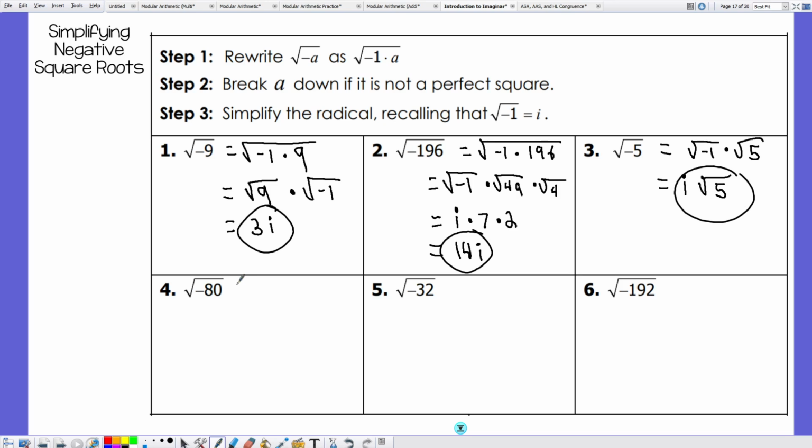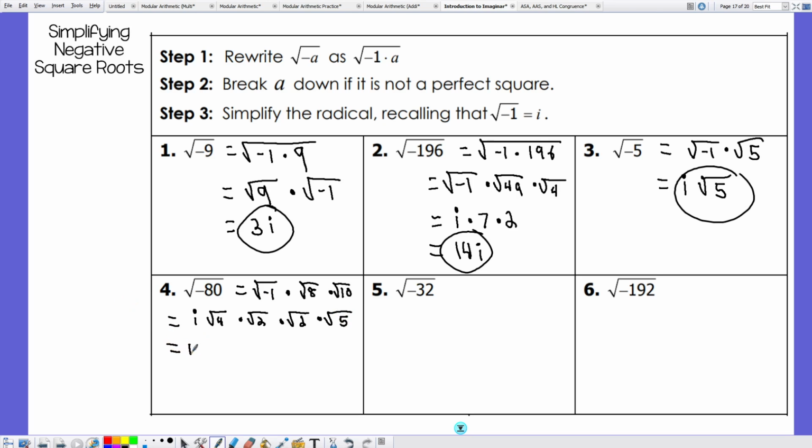All right. Now, 80. It can be broken down as 8 and 10. So square root of 8 times square root of 10, which would equal the square root of negative 1, which is i. I'll just simplify that real quick. Now, 8 is the square root of 4 times the square root of 2. And 10 is the square root of 2 times the square root of 5.